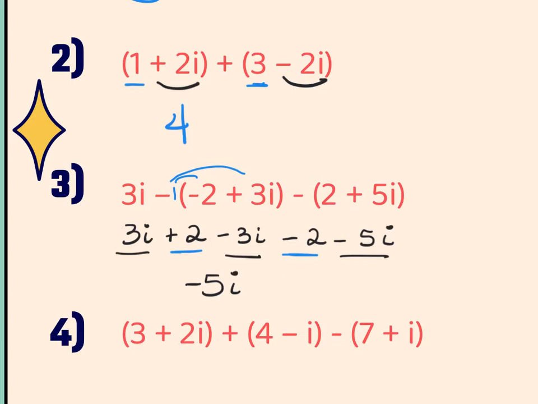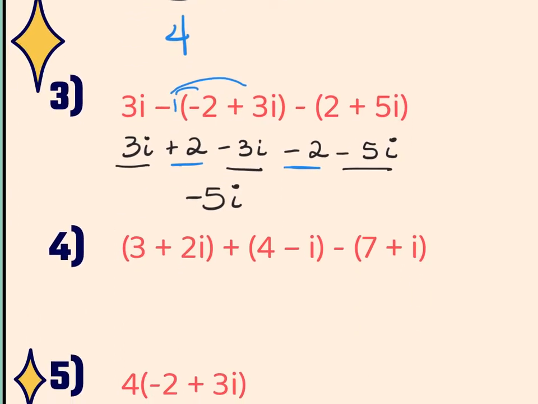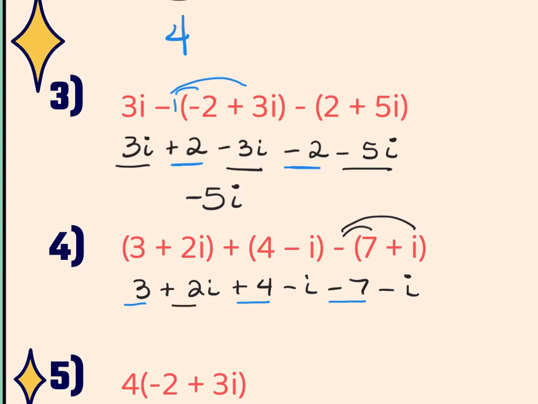Next one, same thing. I'm just going to distribute that subtraction sign on this last set of parentheses. So I'm going to rewrite, drop the parentheses: 3 plus 2i plus 4 minus i, distribute the subtraction sign. And now I'm going to go back and add my reals. So I have 3 plus 4 is 7, minus 7 is 0. And then I'm going to go back and get the imaginaries. 2 minus 1i is 1i, minus i is 0. So the final answer here is 0.